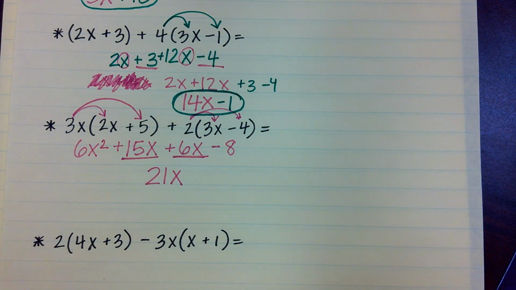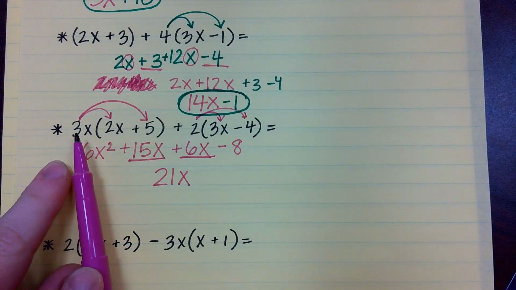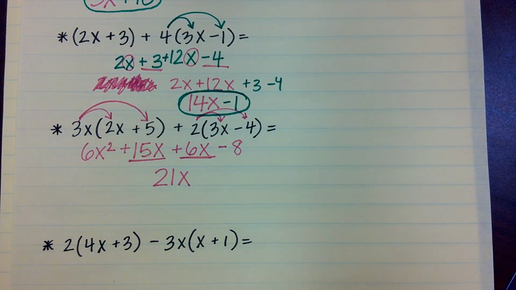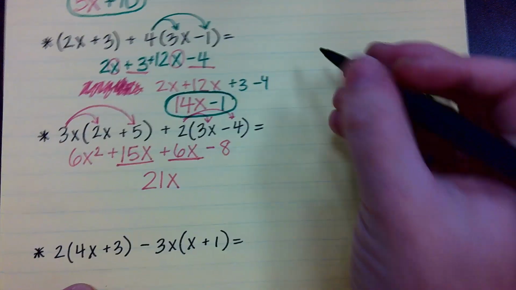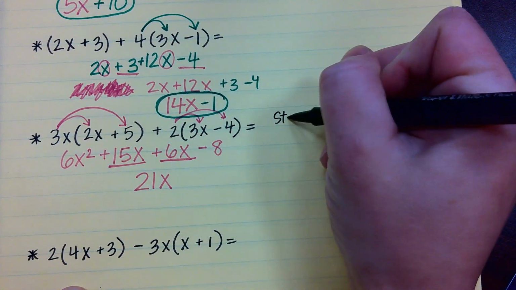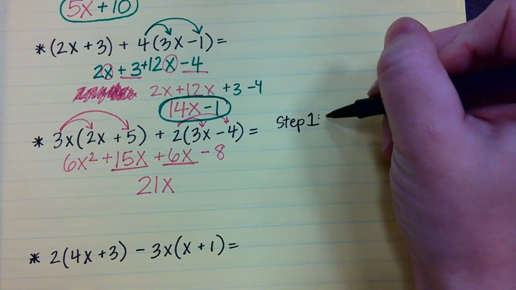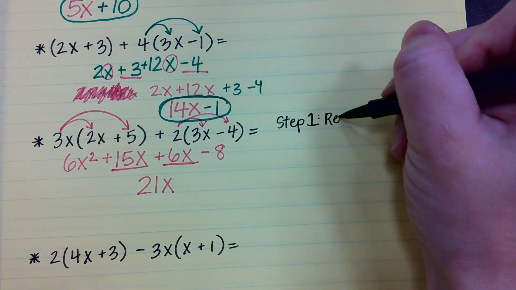So when we go into the second step, the only thing we're going to mess with in that second step is the like term. So in step 1, we are trying to get rid of parentheses. I'll write that down, guys. Step 1, remove parentheses.